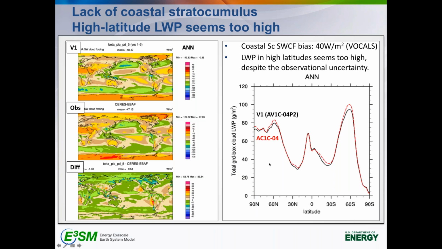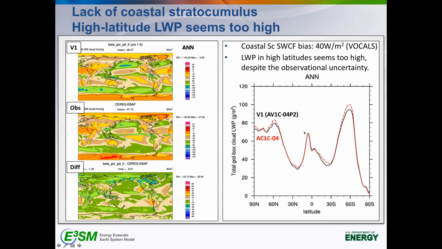So let me demonstrate what the problem is. This is the V1 model, this is observation from CERES EBAF, and this is the difference. I'm showing you the shortwave cloud forcing, and what you can see here is that the model doesn't have coastal stratocumulus clouds. So that's problem number one.